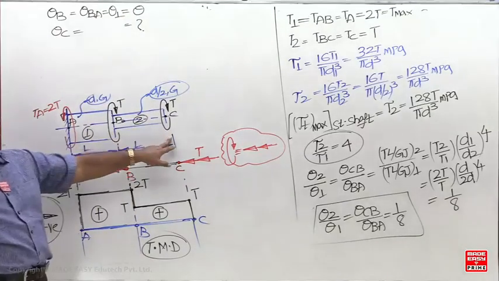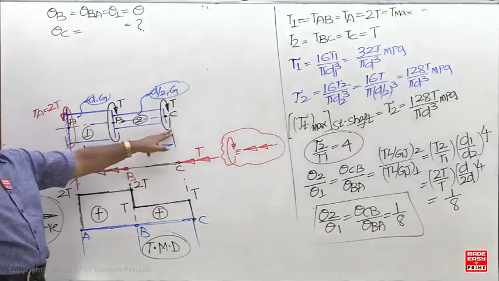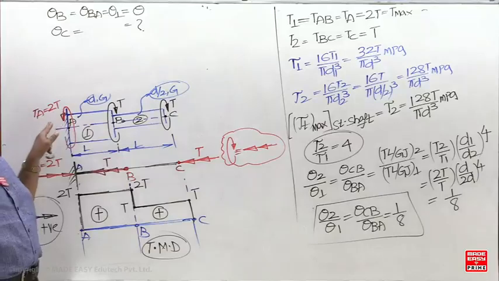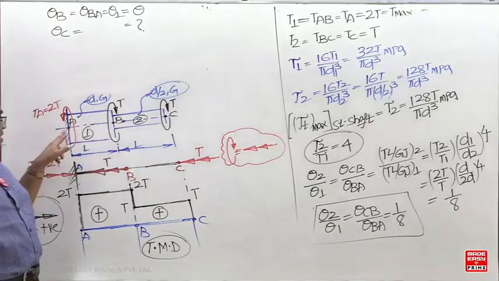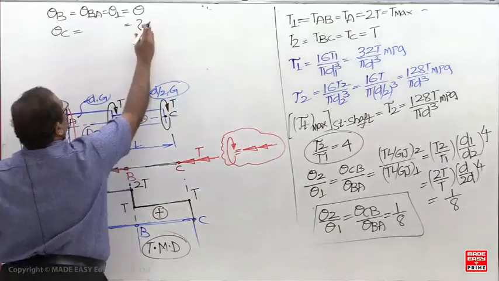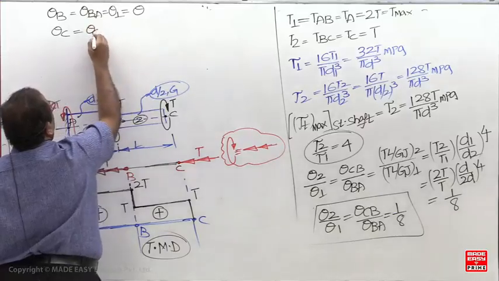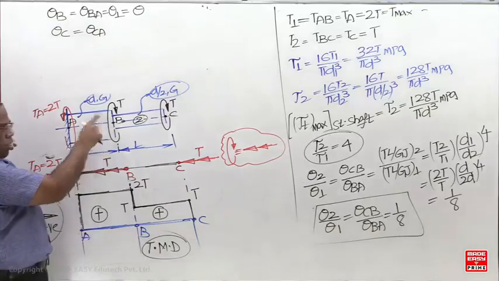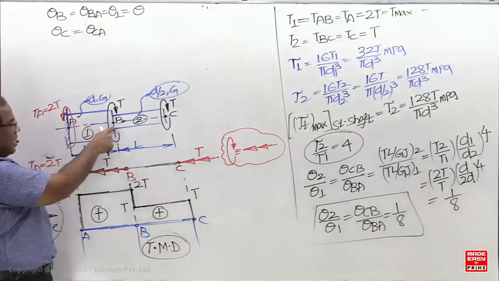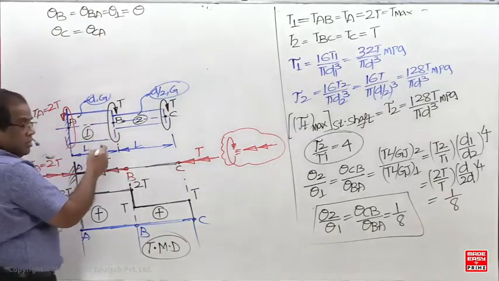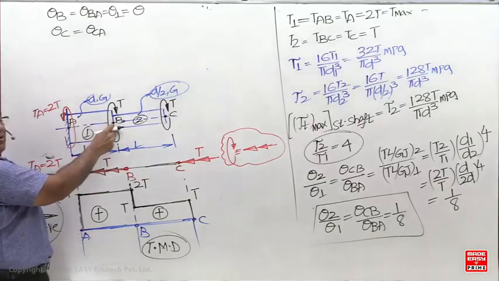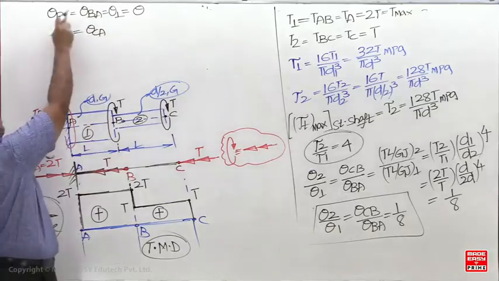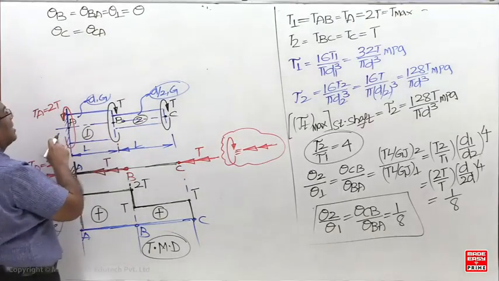Next, what is theta C? For the entire shaft, A is the fixed end. Always you have to calculate with respect to the fixed end. For this total shaft, A is the fixed end, so theta of CA. Whenever angle of twist is given, it means with respect to the fixed end. For the total shaft, the fixed end is A. So theta of BA. Next, theta at C means you have to calculate with respect to A.